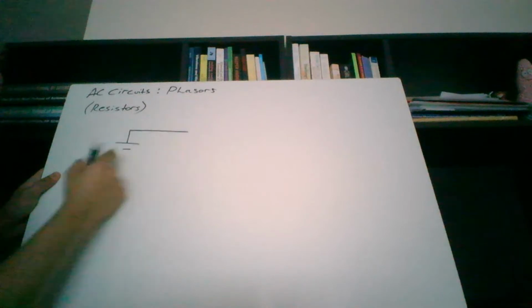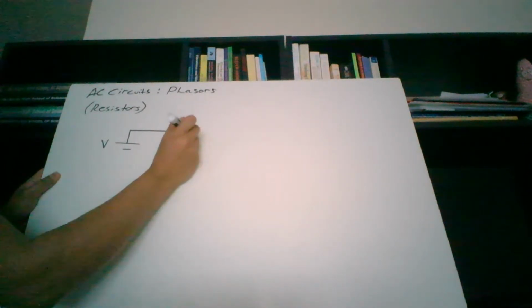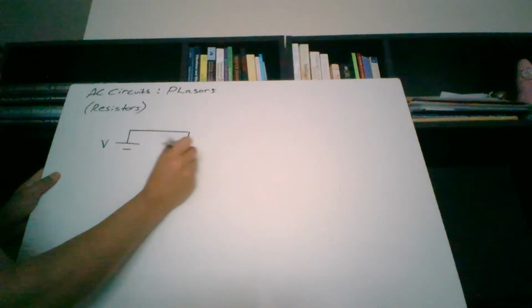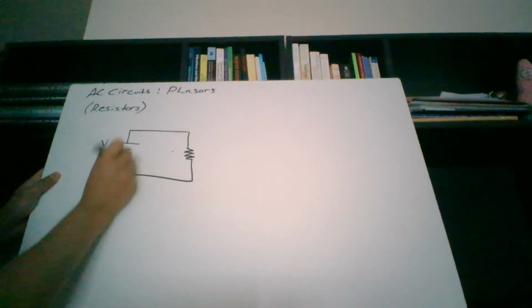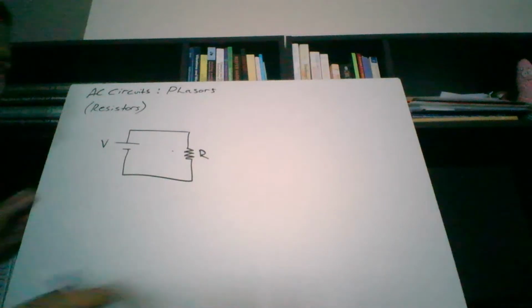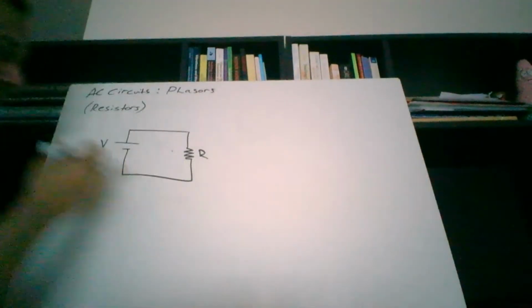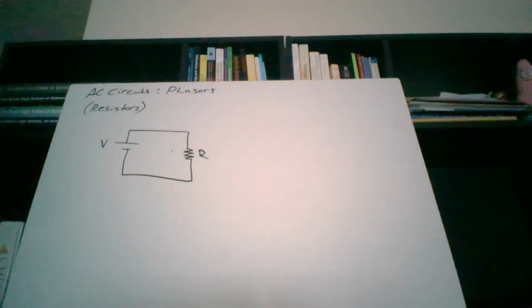So before I do the AC circuit, let's draw a simple resistor diagram with a constant voltage. So here you have a battery. We'll call it the voltage of the battery. And we have a resistor. Okay? Nothing too bad here. It's just the voltage of the battery and then the resistor.